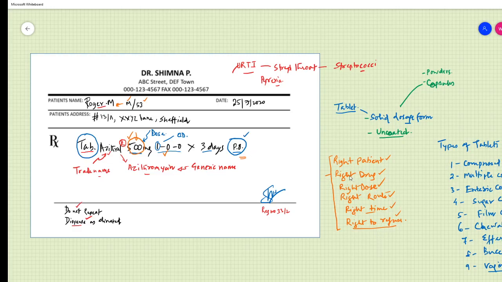So our analysis of the prescription begins with this. As we are discussing dosage forms, we try to look at other aspects first. But anyway, it is instructive for us to keep this in mind.